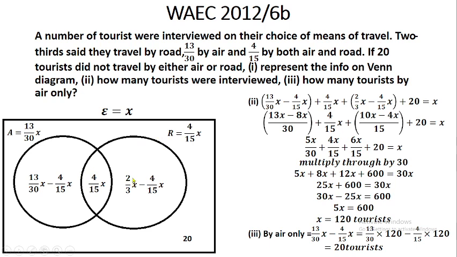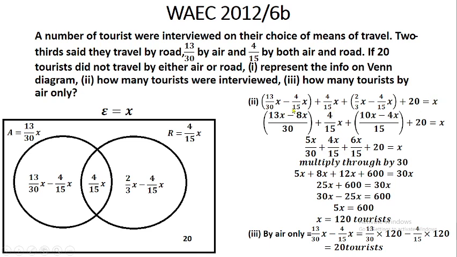So you can say that this is correct now. People that travel by road are 2 over 3x minus this. So that gives us people that travel by road only. Then the addition of this, and the people outside the sets, should give us the value of people that were interviewed. So you have this plus this plus this plus 20, which will give us what?